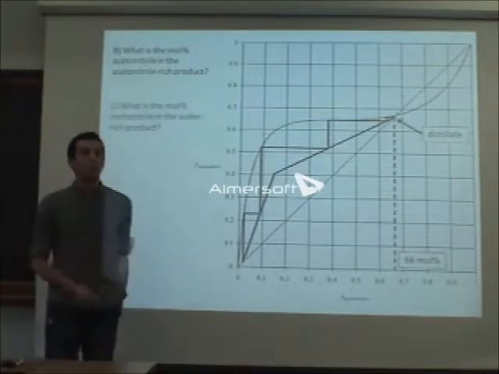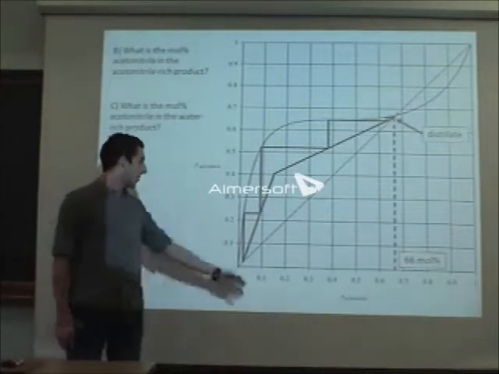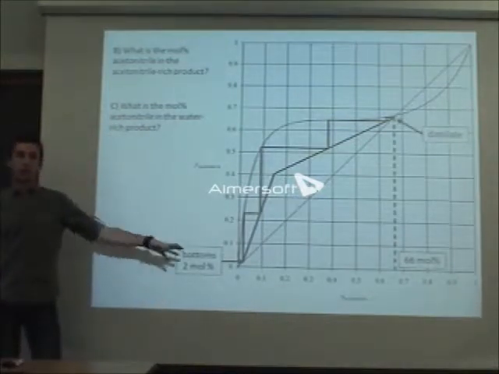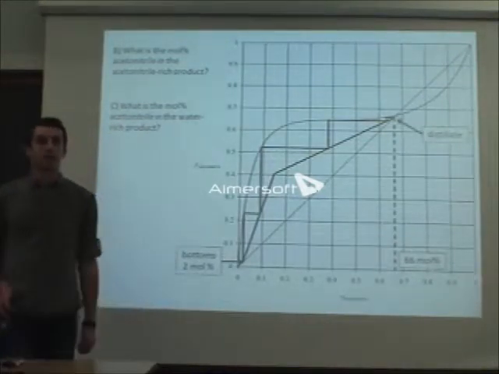So the other one must be more rich in water, and that's coming off at the other point. 2 mole percent acetonitrile. So almost pure water off the bottom.